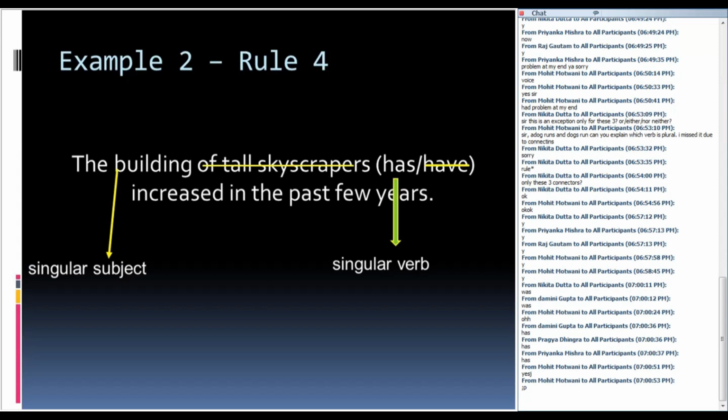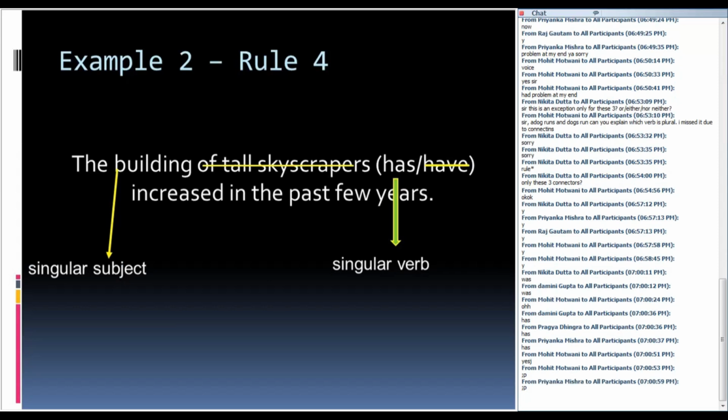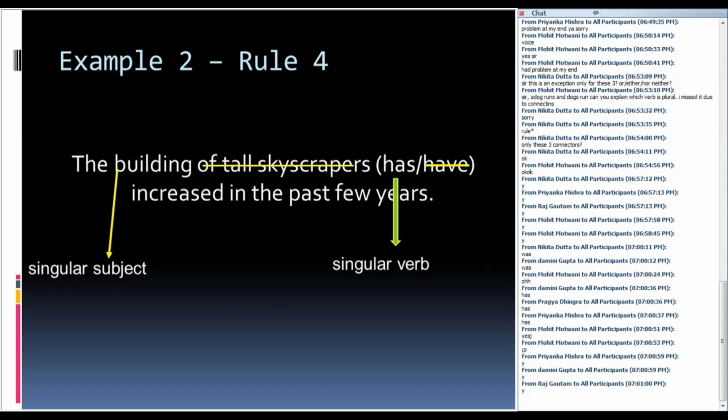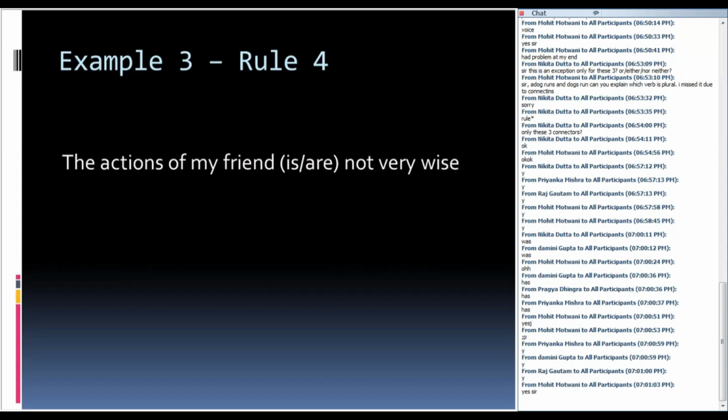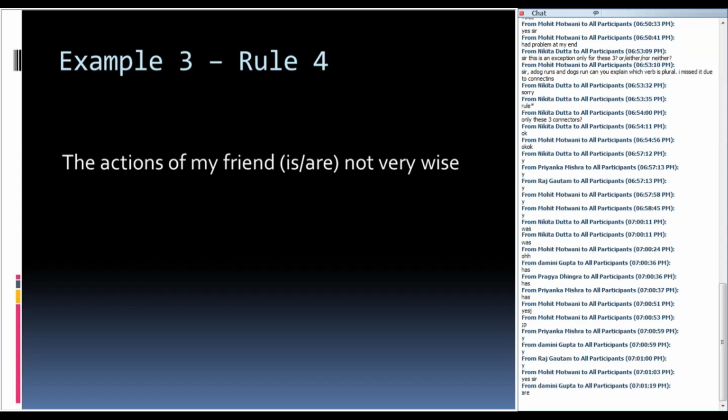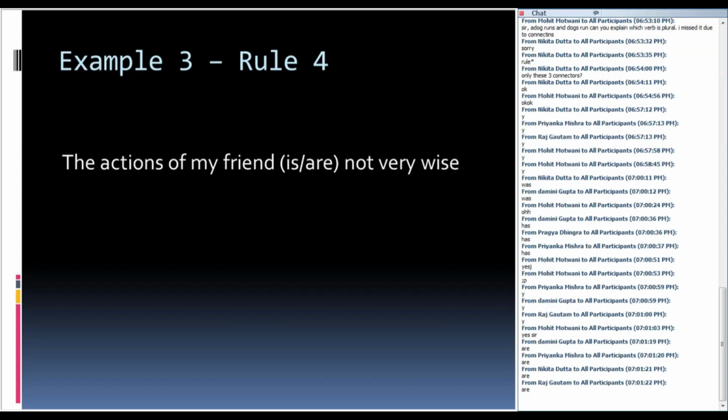Is this rule clear? Rule number 4: eliminate of constructions because they are just modifiers. You need to eliminate modifiers. Only then you will come to know what exactly is the real subject. Right. The actions of my friend is or are not very wise. Our subject is the actions, which is plural. Yes, that is why I have to use a plural verb, are. Good, very good.